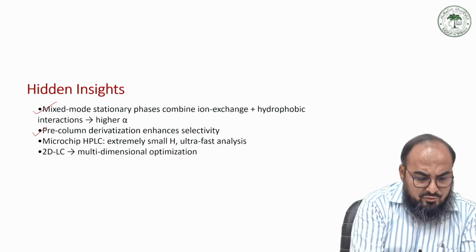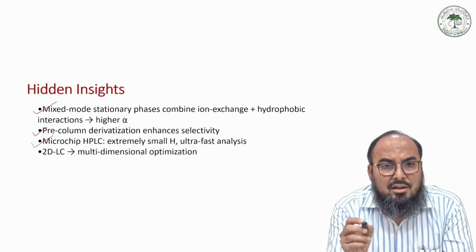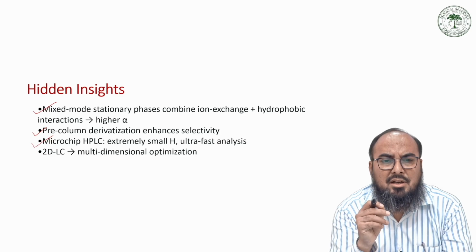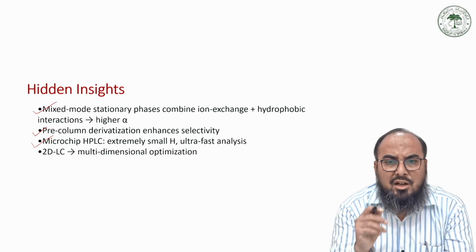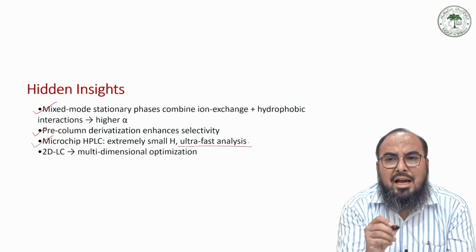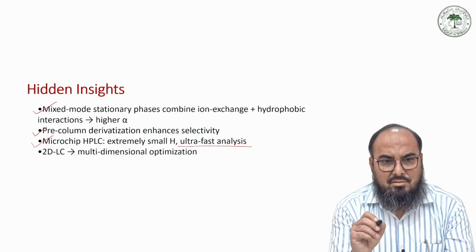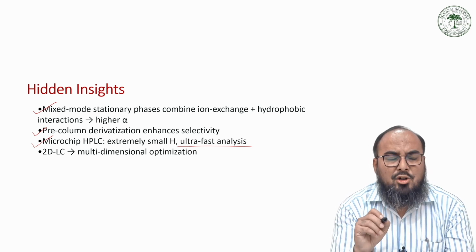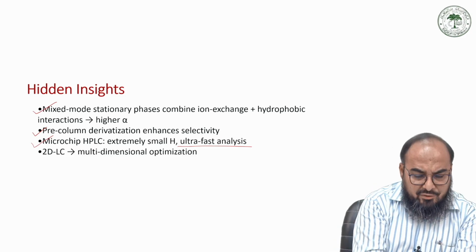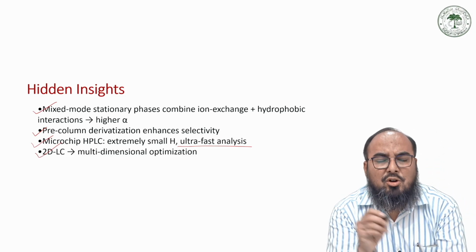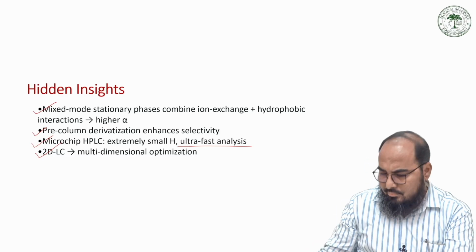Similarly, in the case of microchip HPLC, the height equivalent to a theoretical plate, h, is very small, and that small h gives you ultra fast analysis as well as extremely good resolution. In 2D liquid chromatography, you can have a multi-dimensional optimization. You can optimize your column in a number of ways.